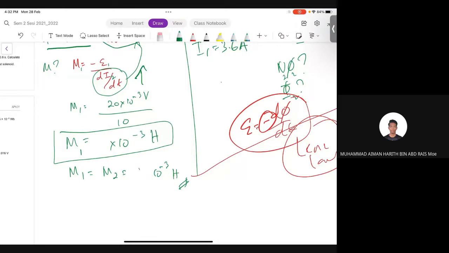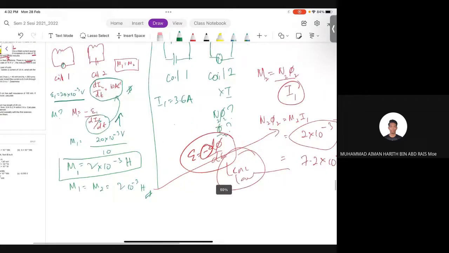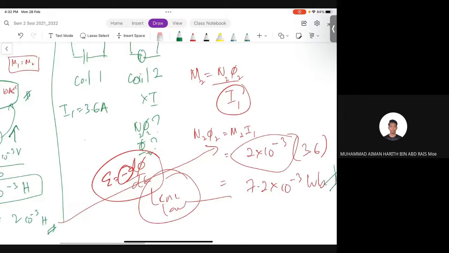Kalau tengok pasir tadi pun semua adalah positif. Sebab negatif itself adalah menunjukkan dia adalah Lenz's law. Dia tidak perlu menunjukkan increasing ke decreasing. No, it just negatif tu adalah menunjukkan dia oppose. Dia menentang. Yeah? Itu nanti saya tengok balik, saya check balik.